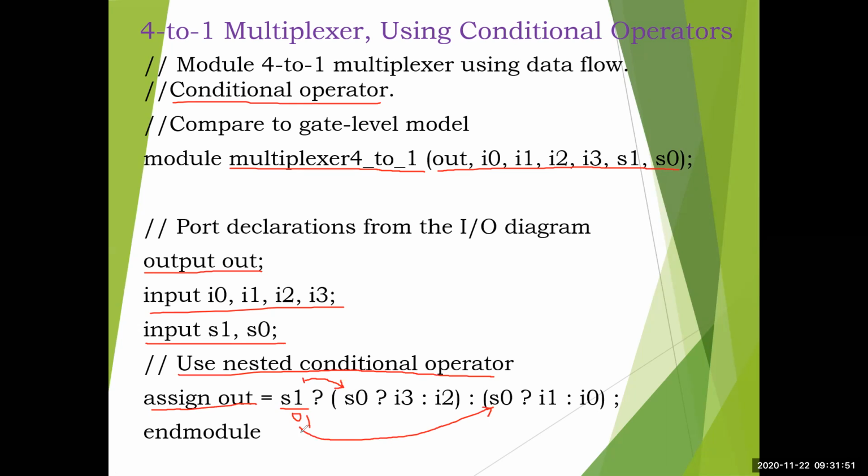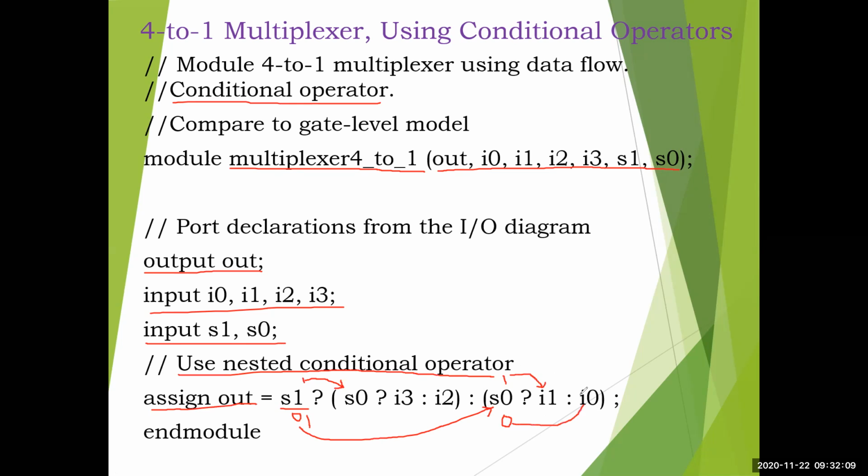Okay, first I have considered S1 as 0, then S0 I have taken, right? So here now it comes to 0. So now again S0 is having two values, either 0 or 1.